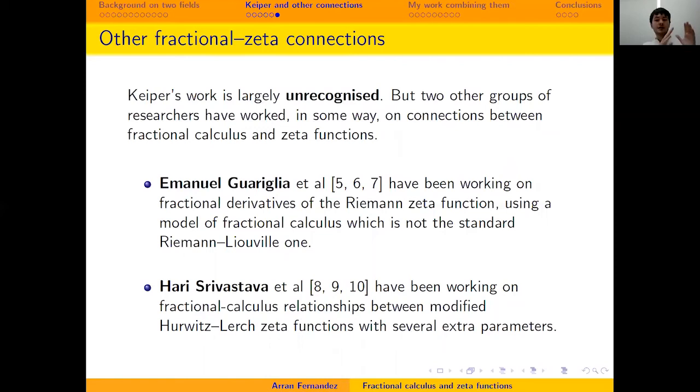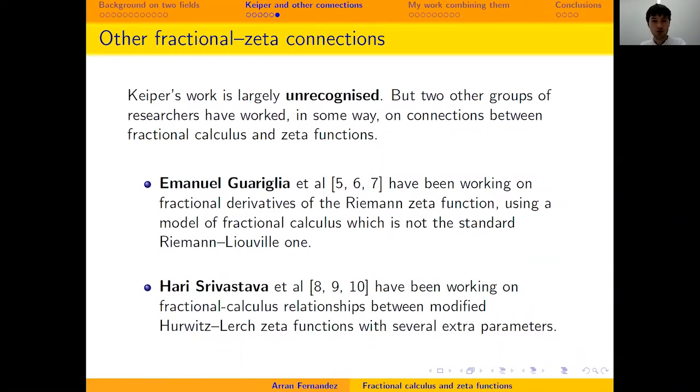So it's like the 6-parameter zeta function is a fractional derivative of the 5-parameter zeta function, which again is interesting. It's a connection, but it does not give any interesting information. If you get rid of those extra parameters, then you have nothing. So these are the other groups that have worked on connections between fractional calculus and zeta together.